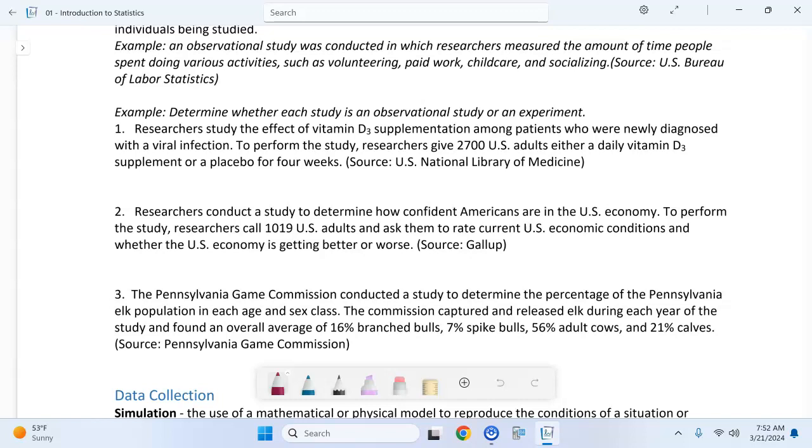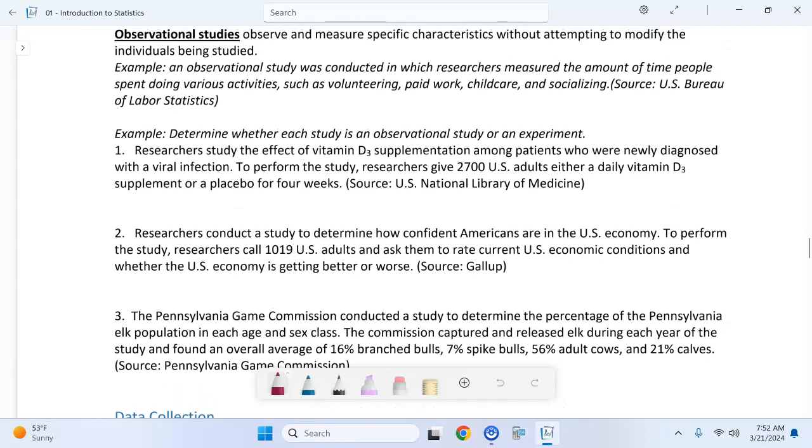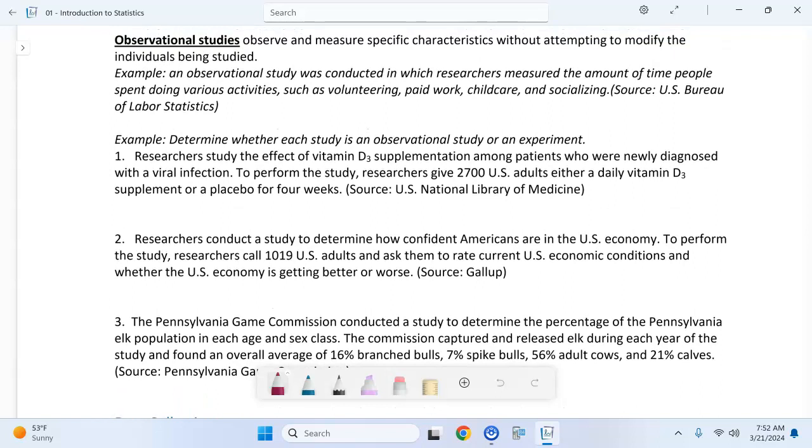Experiment. Why? Because giving half the group an actual daily vitamin D, and then other people a placebo. Yeah. So they're applying a treatment. That's our treatment to a population or a sample. We also have a control group because some were given a placebo, which is great. And so because we have that treatment being applied to a sample, we have an experiment.